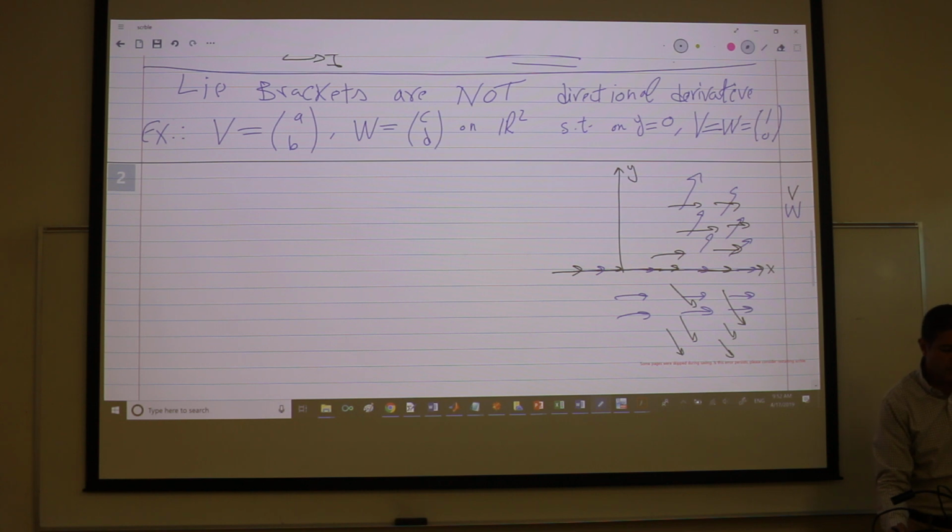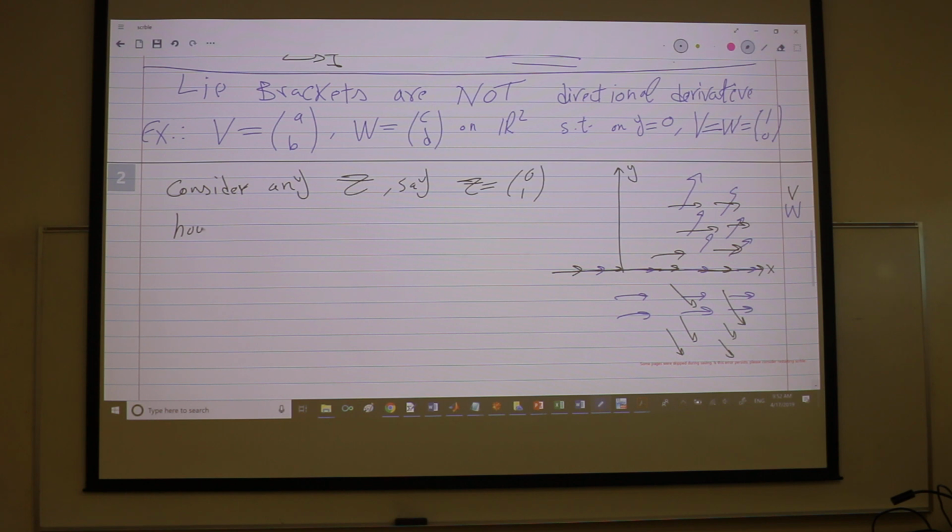Okay. Now, consider any other vector, say Z. Say Z is (0, 1). And I'm asking the following very legitimate question. How does Z change along the x-axis? Please give me this quantity. What's the rate of change of Z along the x-axis? Well, we know the answer. Z is constant, so the answer is 0, right?